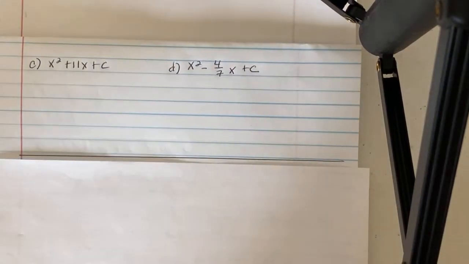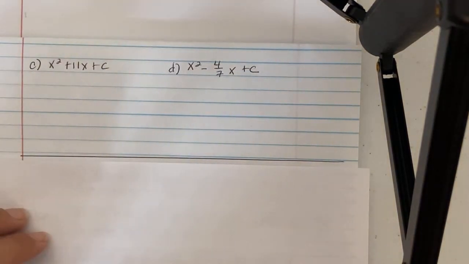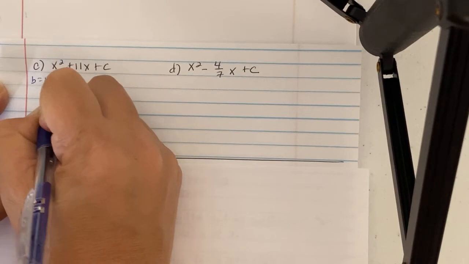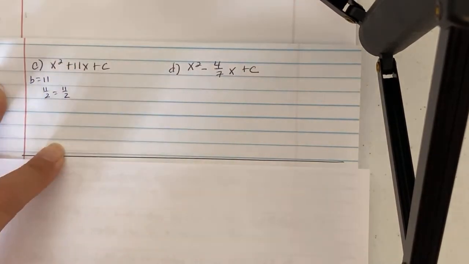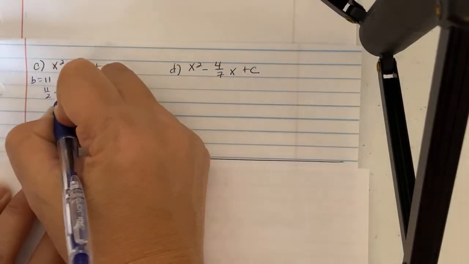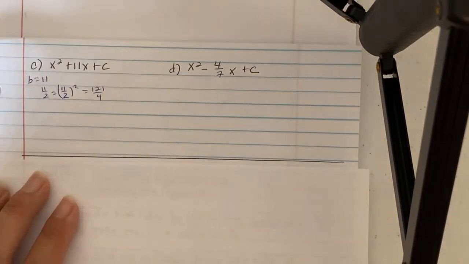Now you guys know me. I don't make things easy for you. When I want to give you guys fractions or decimals, you are going to get them. So example C says x squared plus 11x plus c. When you find your b value, the b value happens to be 11. Well, 11 divided by 2 is still 11 divided by 2. Do not take the answer and make it a decimal. You're going to square both sides and you get 121 over 4.